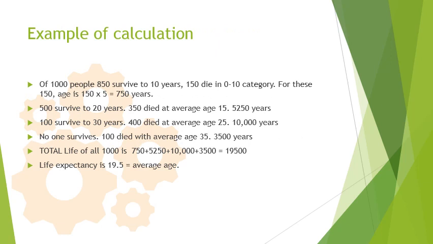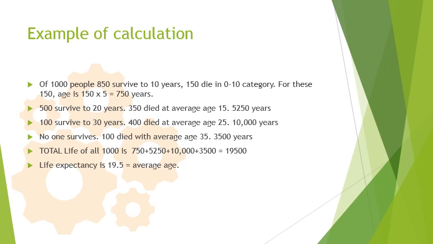So we give a hypothetical example to illustrate this. Suppose that 1,000 people are born today, and we follow them across time, and we see that at the end of 10 years, 850 are alive, 150 of them died. So we calculate the total life of these 150, because that can be done. An easy assumption is to say that they all died at 5 years, the average age of this 0 to 10 category. So we multiply 150 by 5 and we get 750. This is the total age of the 150 who died.